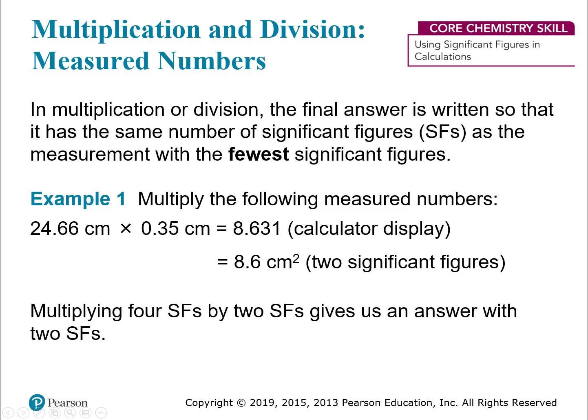So there's rules for multiplying and dividing, and there's also rules for addition and subtraction in terms of determining how many significant figures you're supposed to report at the end. So for multiplication or division, your final answer is going to have the same number of significant figures as the measurement in the problem with the fewest significant figures.